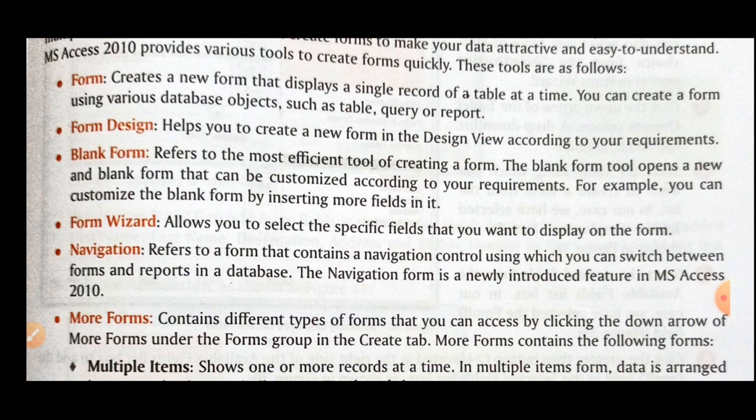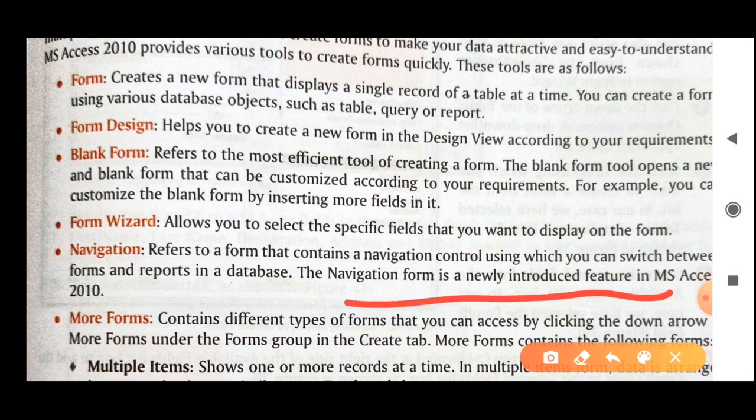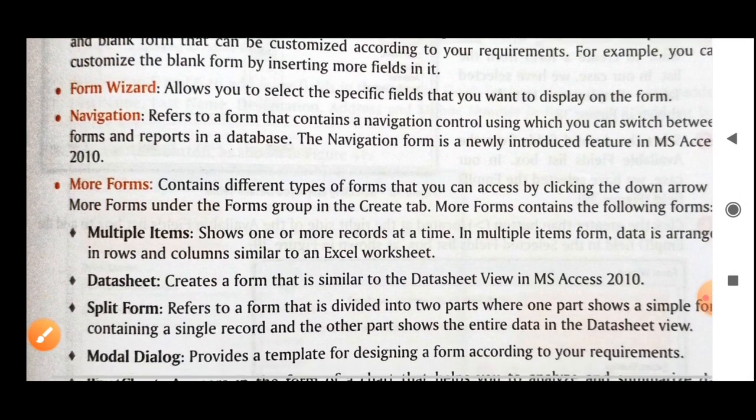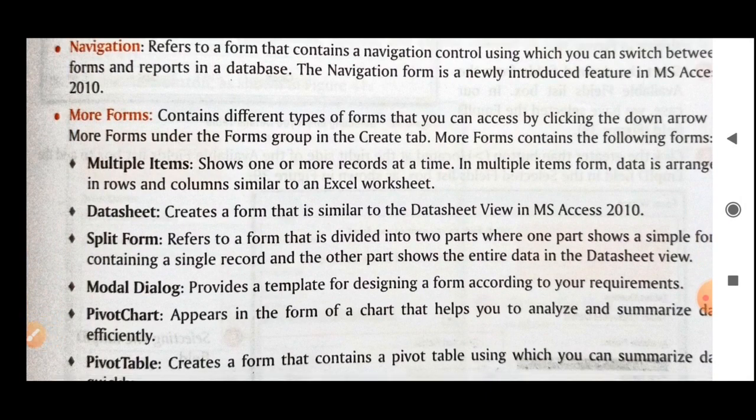Now navigation. The navigation form is used to contain the navigational control, meaning how you can switch between forms and reports. This is newly introduced in the database, as you can see written here. Now, more forms. What types of forms are available? Multiple Items. In this type of form, you can show one or more records at a time. When you use multiple item forms, the data can be arranged in rows or columns, like an Excel sheet.